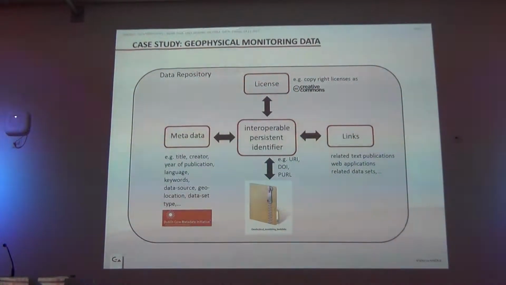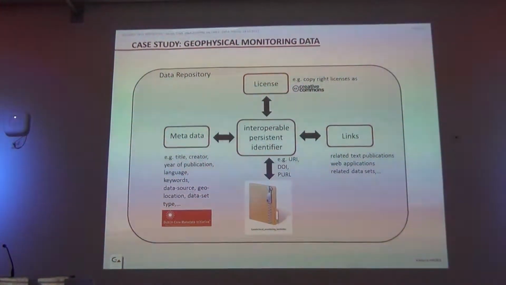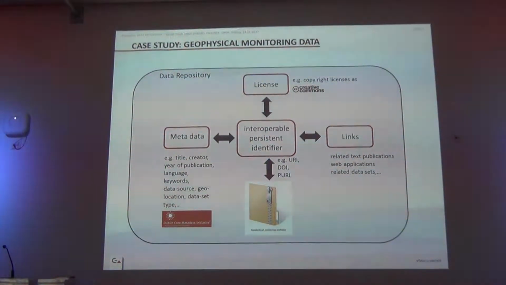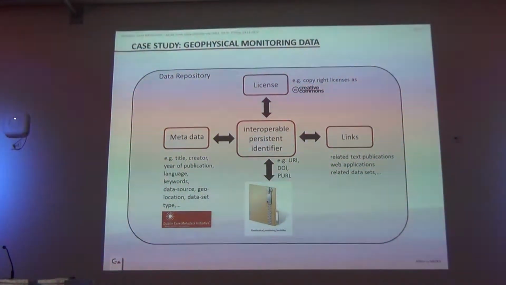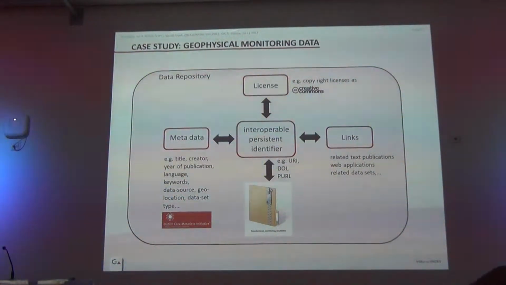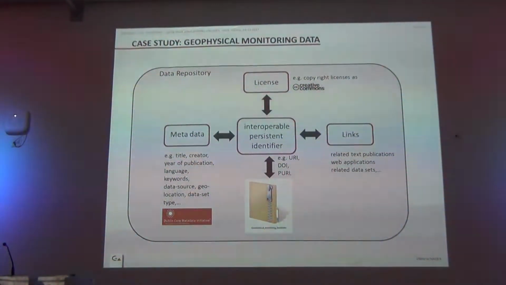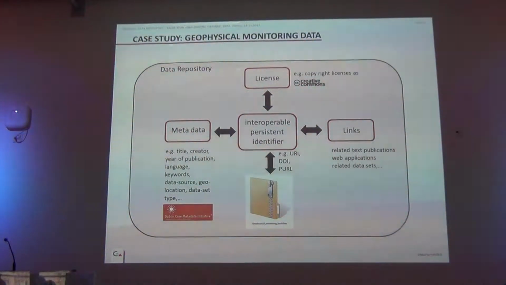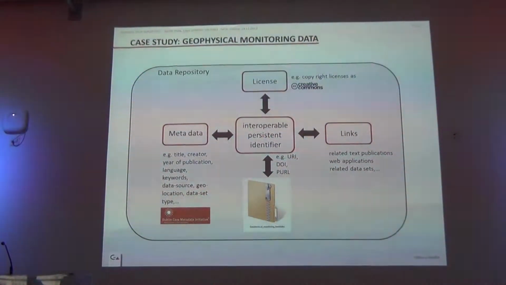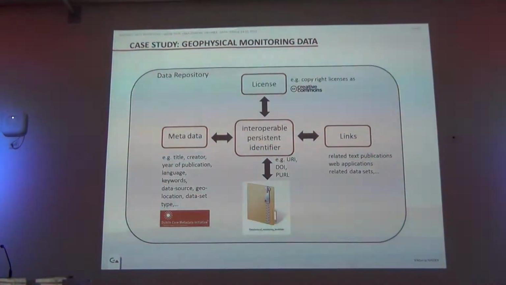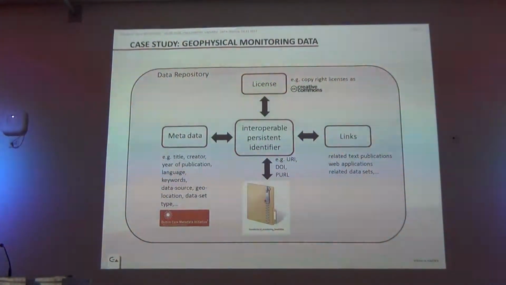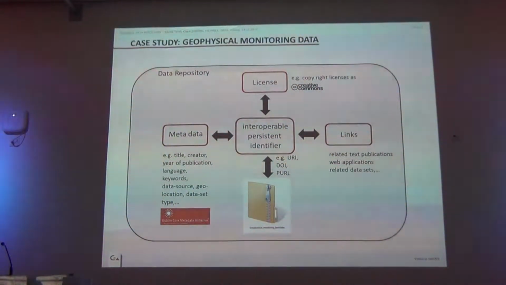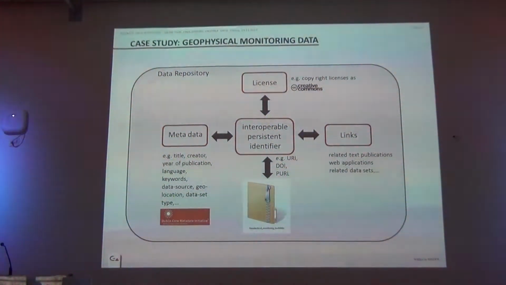So now the researcher can find your data, but the researcher doesn't know what he's allowed to do with the data. So it means we need a license, to say that the researcher, for example, is allowed to read it only, or he can do everything with the data as long as he cites it. And if you already have a text publication related to the data, or web applications or other related datasets, then you can add links to this ID. This is what a data repository is able to do.